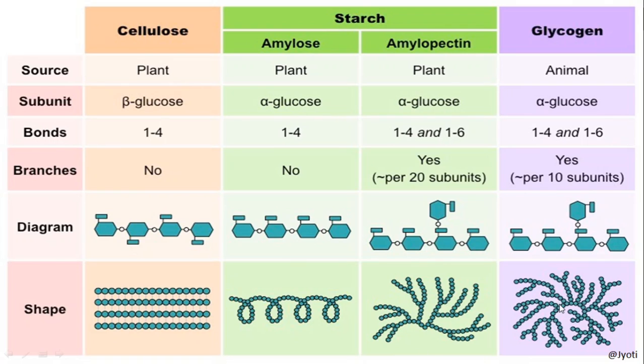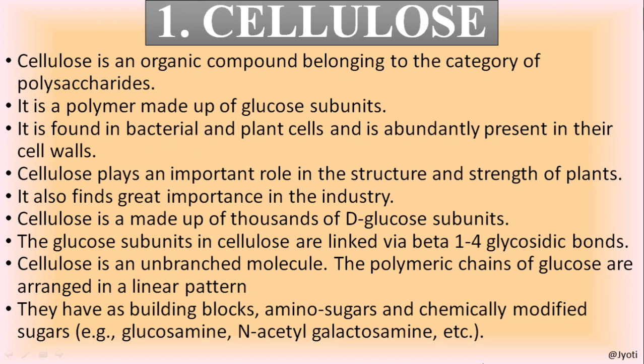If you compare the structure of starch and glycogen, the structure of glycogen is more complicated because in every 10 subunits the branch is there. So it is more profusely branched and more complex than the starch. Okay, so these are the structures of cellulose, amylose and amylopectin and glycogen. Now we'll discuss these three types of polysaccharides in detail. Now first one is cellulose.